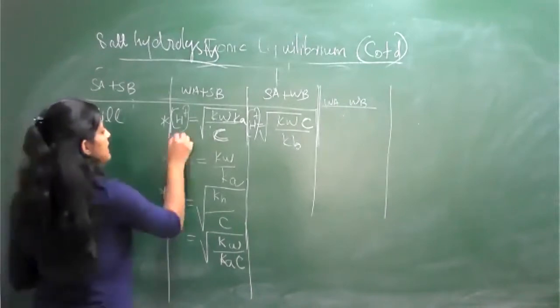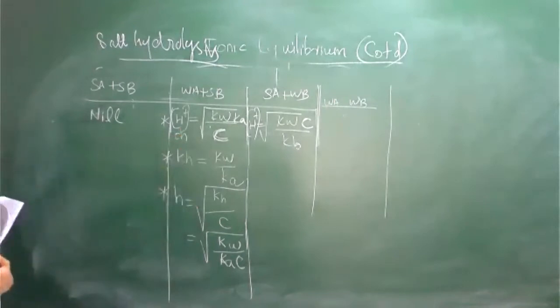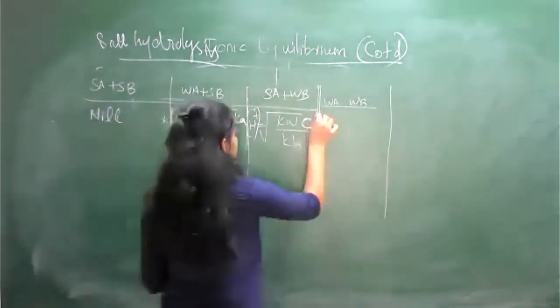Here H plus means Ch. You know C into h. Then pH you know that. This much is enough. Keep these things in your mind.